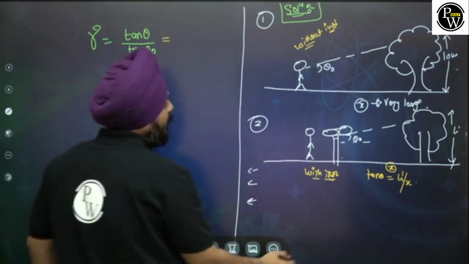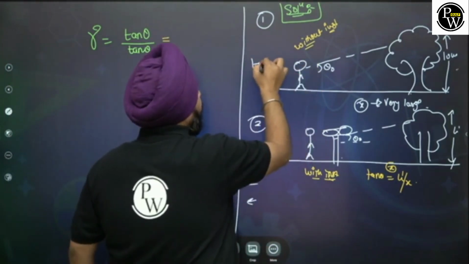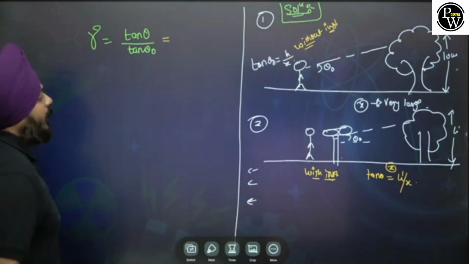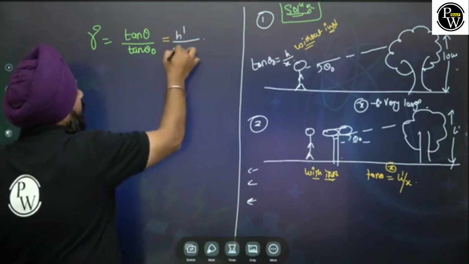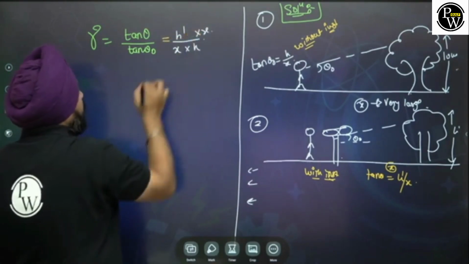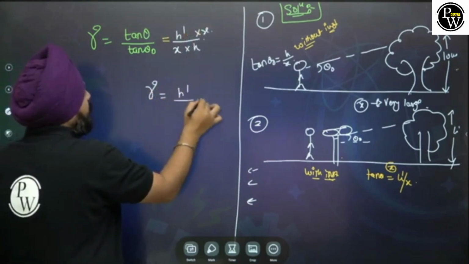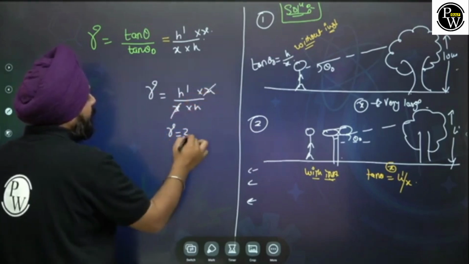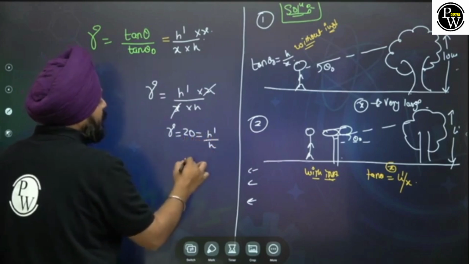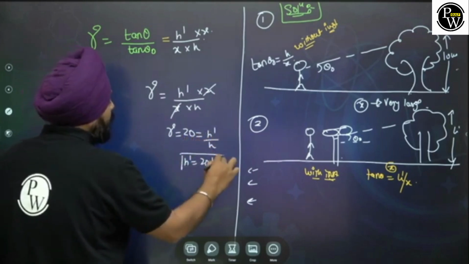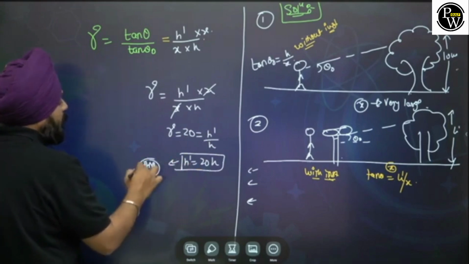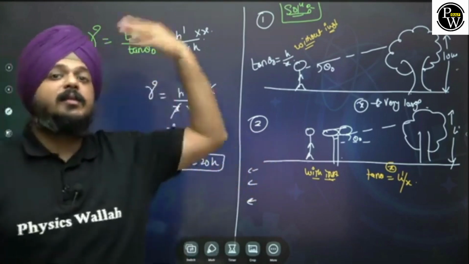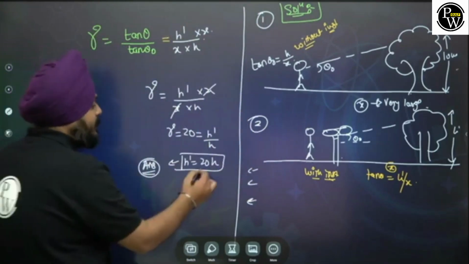So tan theta is h dash by x, and tan theta 0 is equal to h by x. So the magnifying power is h dash by x into x by h. The x gets cancelled. The magnifying power is 20, which is h dash by h. So h dash will be equivalent to 20h. If an observer is seeing the tree with an instrument, it appears to be 20 times taller. This h is the original height.